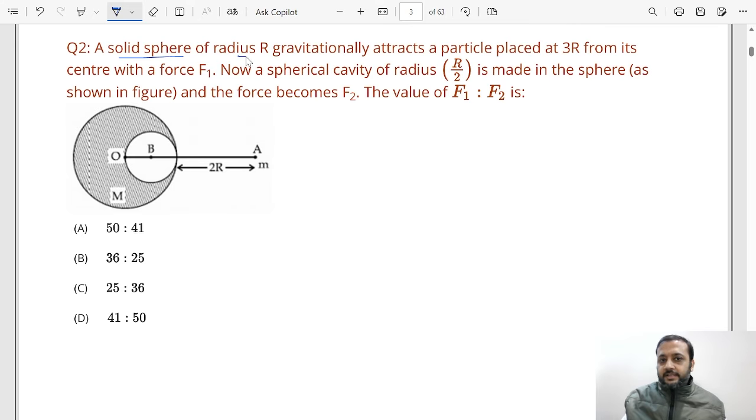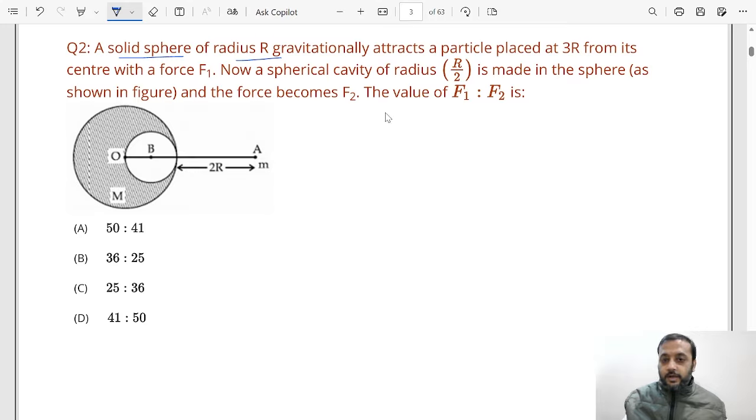Here, there's a solid sphere of radius r which gravitationally attracts a particle placed at distance 3r from its center with the force F1. Now a spherical cavity of radius r by 2 is made in the sphere as shown in the figure, and the force becomes F2. The ratio F1 to F2 is? Let us again try to understand this question.